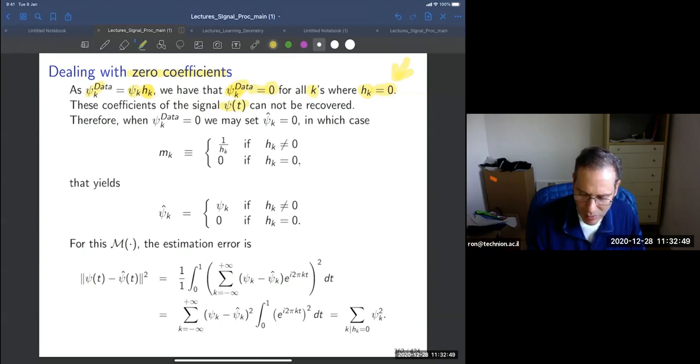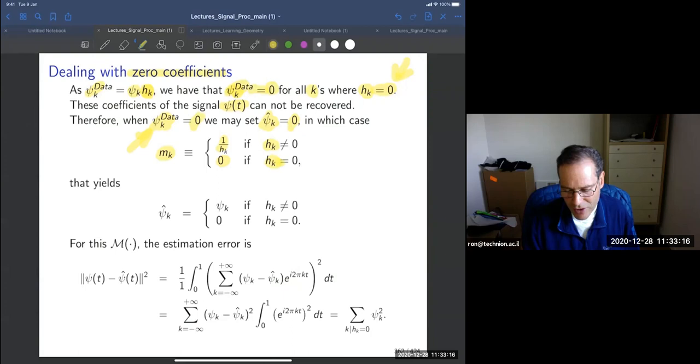So when the coefficient is equal to 0, what we do is we also say that psi k is equal to 0, okay? Because there are two options. One of them is that psi k originally was equal to 0, and the other one is that hk was equal to 0. In the first case, we are right. In the second case, we do the best we can. So our reconstruction filter would be 1 over hk if hk is effective, and it would be 0 if hk was equal to 0. And the output, the reconstruction, the coefficients in the Fourier domain would be psi of k if there was an effective value to the filter, and it would be 0 otherwise.